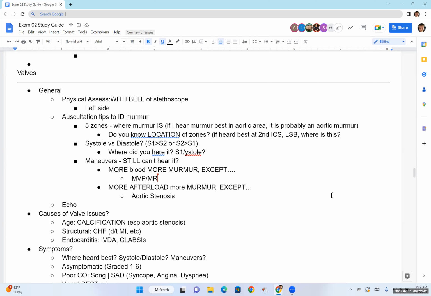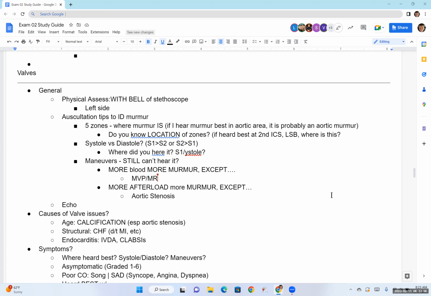Yes. For more afterload, I'll have to look at it, but it's usually going to be aortic stenosis. That's the most common one. Okay. Yeah, more afterload. Usually it's louder with more afterload, which is you're squeezing and like deep squats.